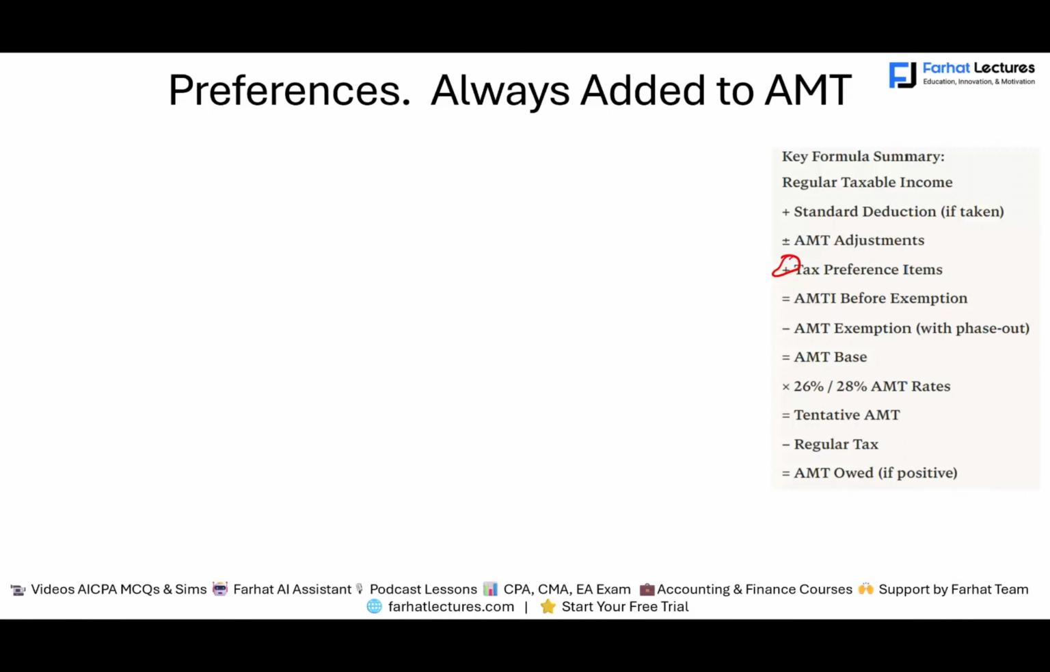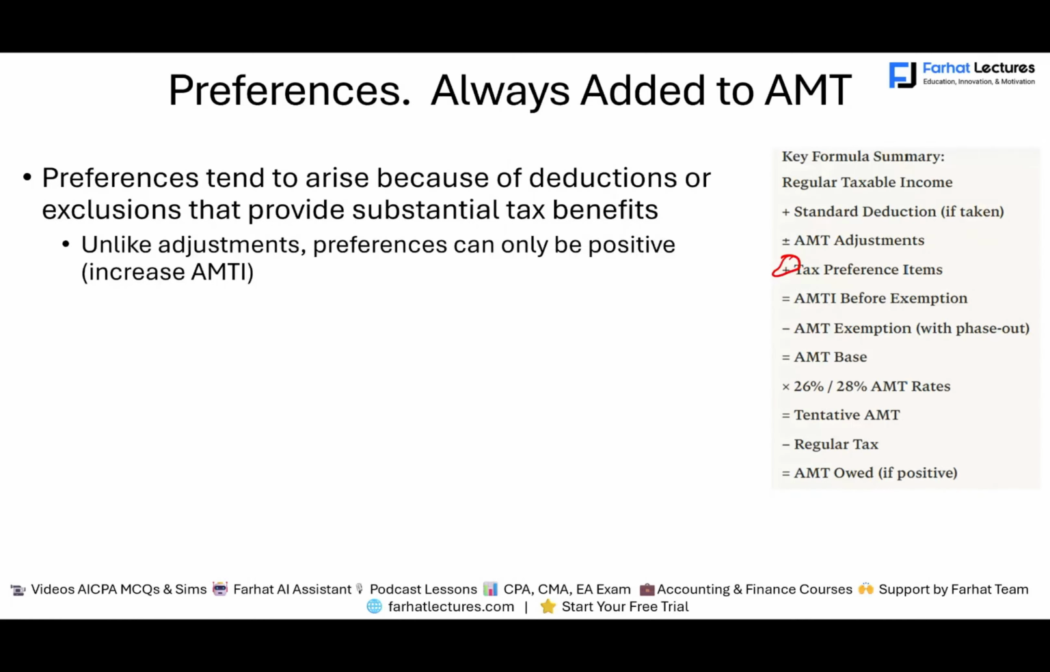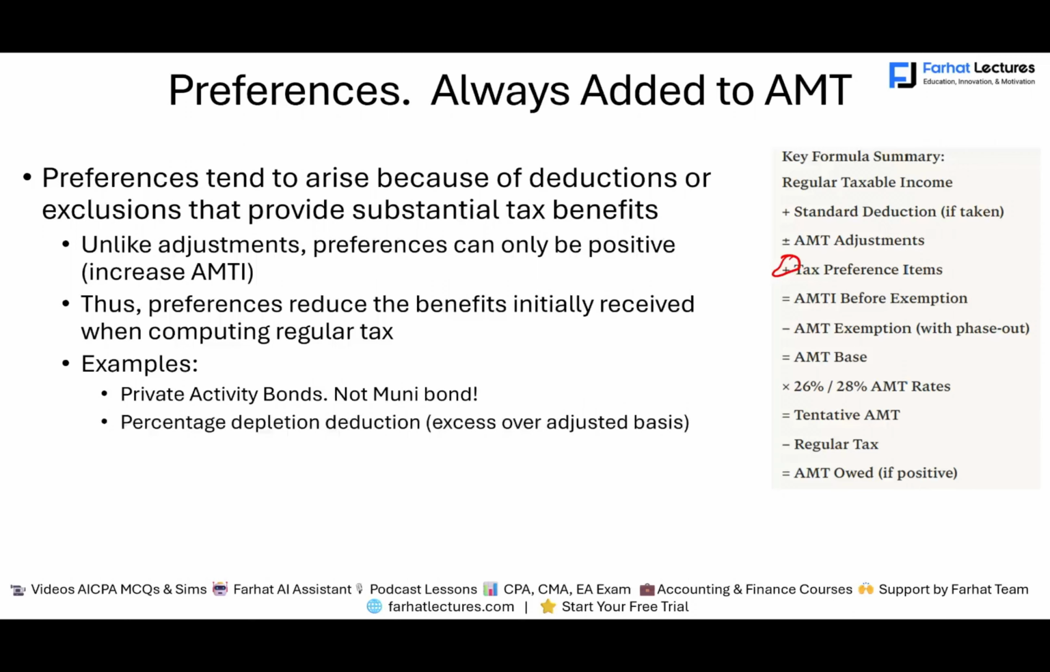Why? Because preferences tend to arise because you received a deduction or an exclusion that gave you some sort of benefit. And because it's a benefit or some sort of exclusion, the government said, no, you don't deserve this for AMT, we're going to take it away. So unlike adjustments, preferences can only be positive. They increase the AMT. Preferences reduce the benefit initially received when computing regular tax. And there are very few preferences. There used to be 3, now there are only 2, because the third came from old rules that are no longer applicable.